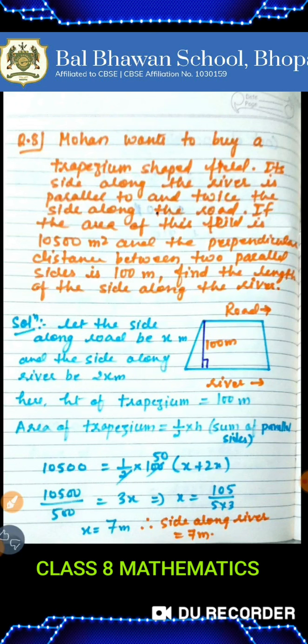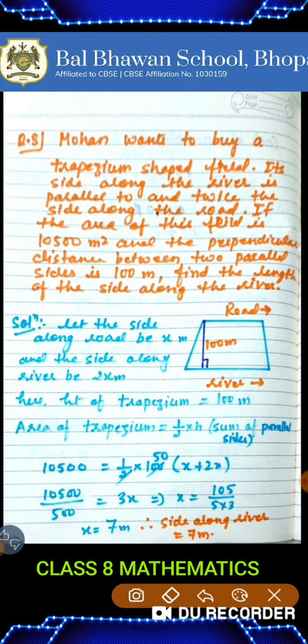Children, our next question is question number 8. What is this question about? Mohan wants to buy a trapezium shaped field. Means this question is talking about a trapezium. Its side along the river is parallel to the side along the road. Means you know that the trapezium is the shape in which one pair of opposite sides are parallel. So this question is talking about those parallel sides. One parallel side is along road and other parallel side is along river.